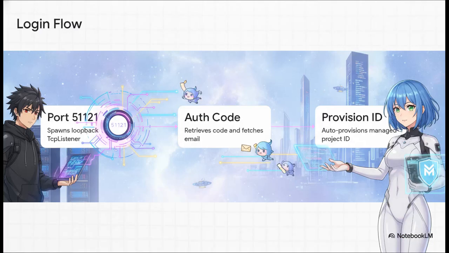Let's look a little closer at that auth.rs module, because honestly, the login flow is a total work of art. Best of all, it requires 0 external dependencies. When you initiate a login, it actually spawns a native local loopback server using Tokio right on port 51121. It catches the OAuth redirect, grabs your authorization code, exchanges it for tokens, fetches your account email, and then immediately auto-provisions your managed project ID by polling the onboard user API. It's this incredibly sophisticated handshake, all handled completely silently in the background.